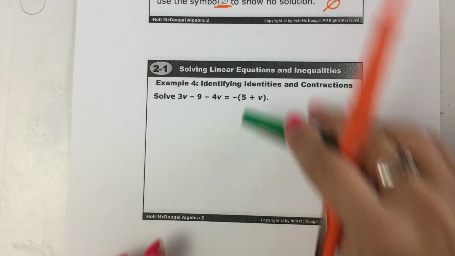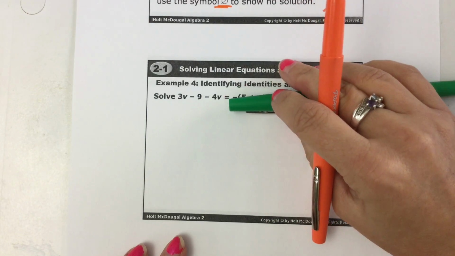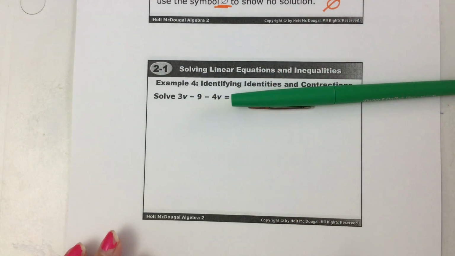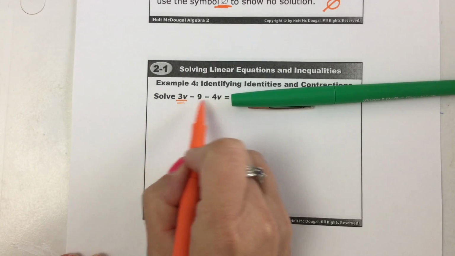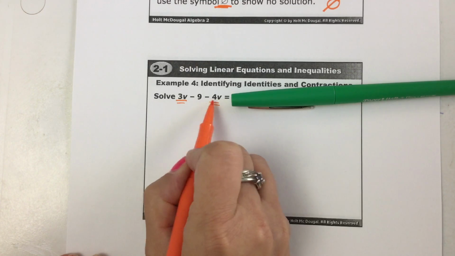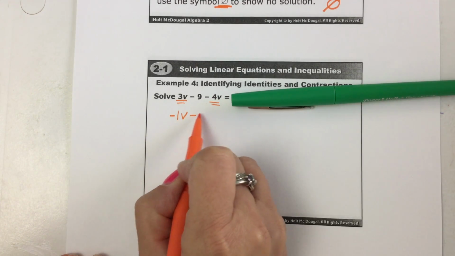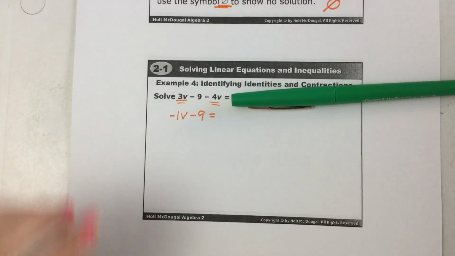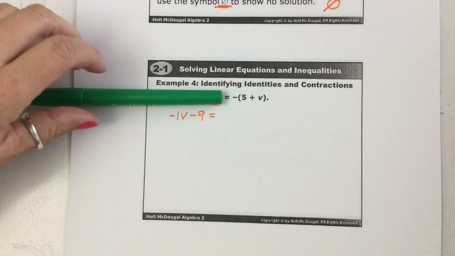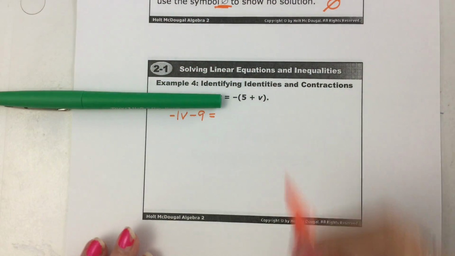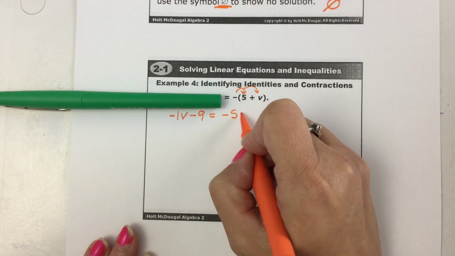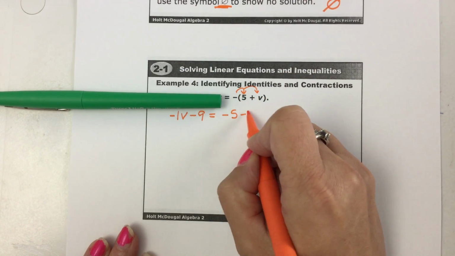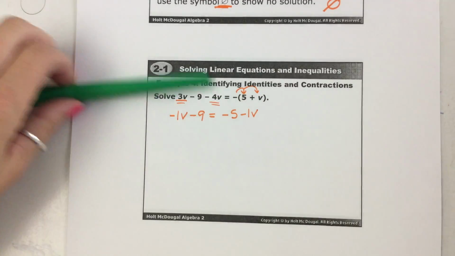Again, step 1, you go to one side of an equation at a time. Do not worry about the whole thing. If I look here, no parentheses, I do have some like terms. 3v minus 4v is negative 1v minus 9. Now go to the other side. Now this time I have parentheses. Distribute the negative. So it's negative 5. Negative times a v, that's the same as a negative 1v.